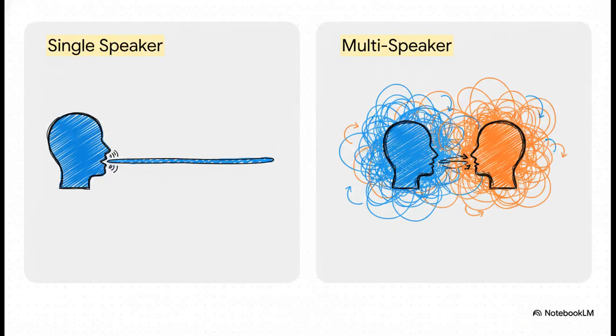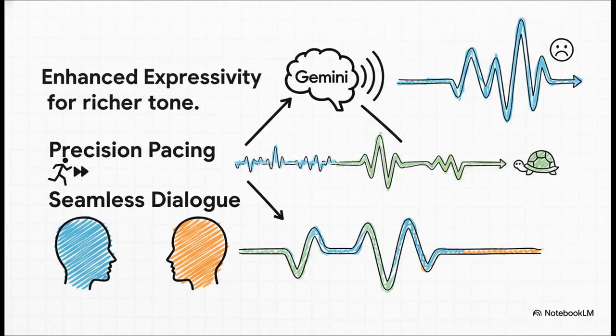And creating a believable dialogue between 2 or more speakers, as you can see here, that is way, way harder than a single monologue. You've got to maintain totally distinct and consistent voices, you have to manage the natural handoff when they take turns speaking, and you have to stop the voices from sort of bleeding into each other. It's a massive technical challenge.